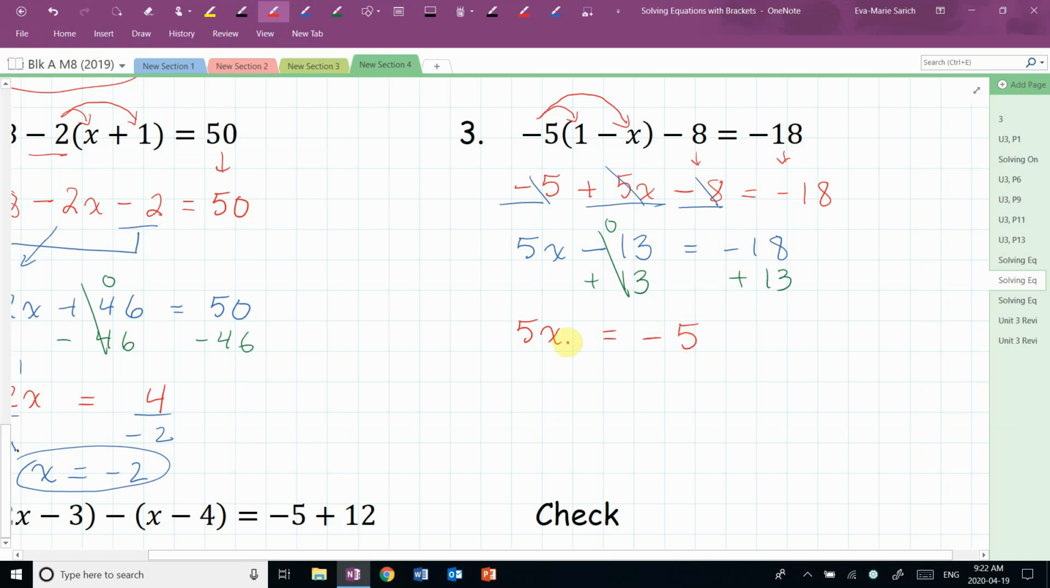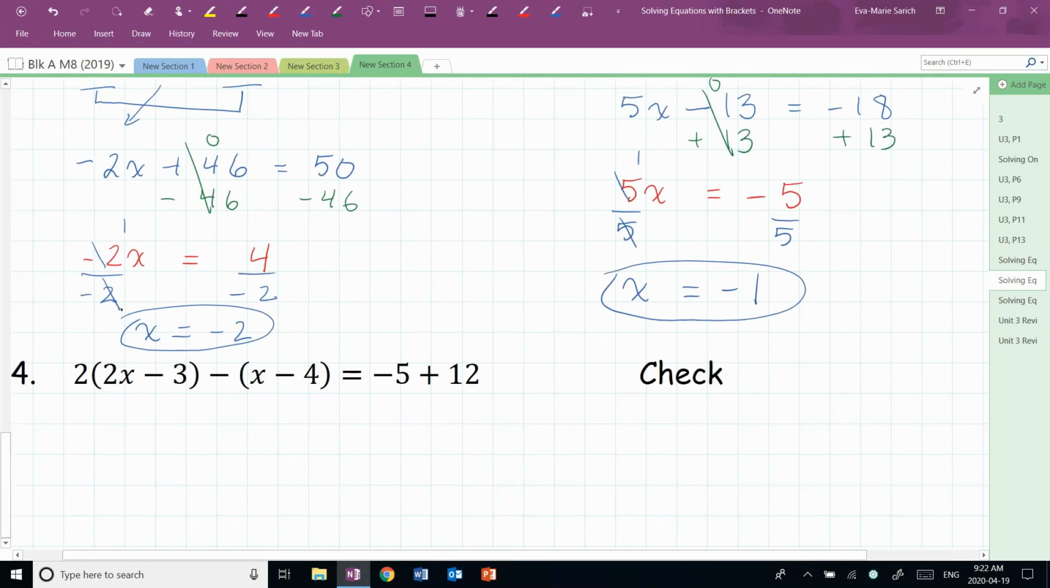Now, got to get rid of the 5 timesing the x, so we do the opposite of times, which is divide. So we're going to divide by 5 on both sides. 5 divides by 5 to give us 1x. We got our x all by itself. 5 divided by 5 is 1. A negative divided by a positive is a negative. So our answer is -1. X equals -1. All right.